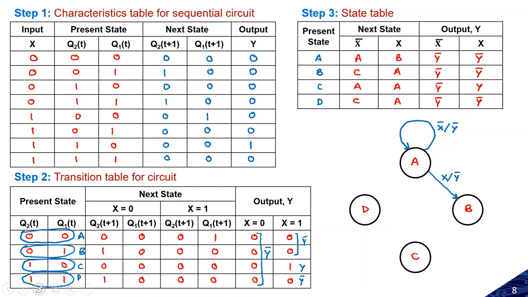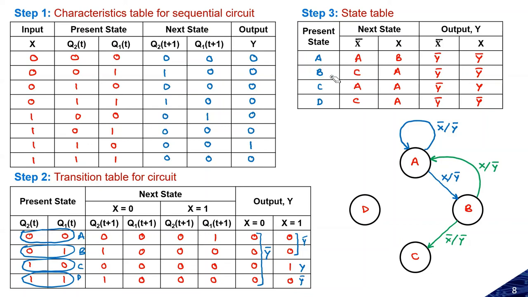Next, let us check other cases. What is the other case? If the present state is B, for X bar I am getting C. So from B to C I will move and the input will be X bar, and in that case I am getting output Y bar. And the other one is B to A. It will shift from B to A for input X and the output Y bar. This is how we can write the input and output.